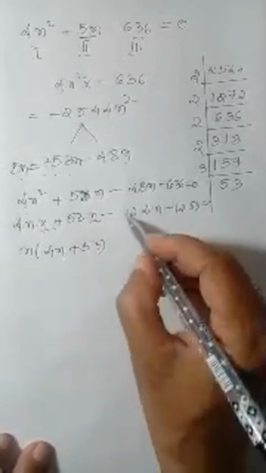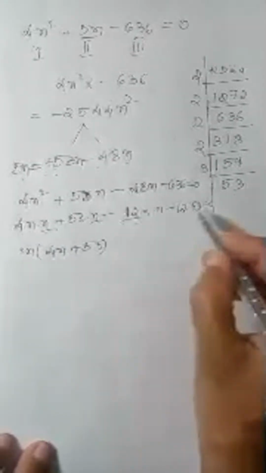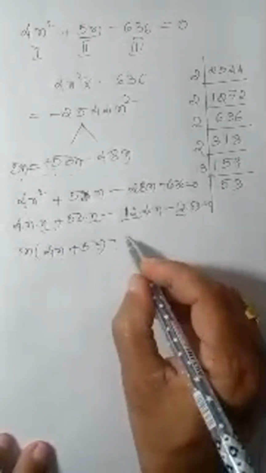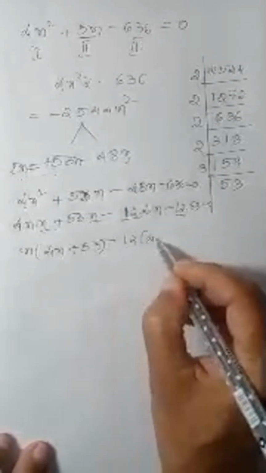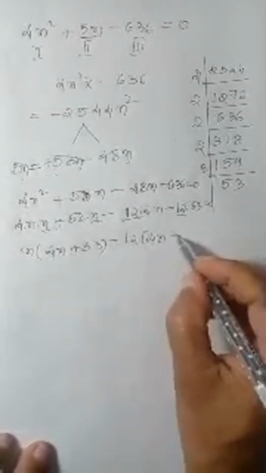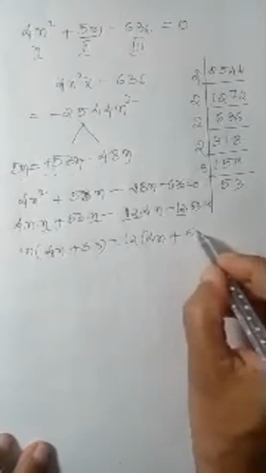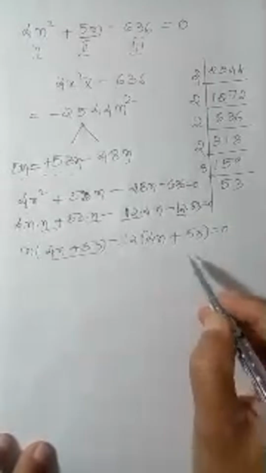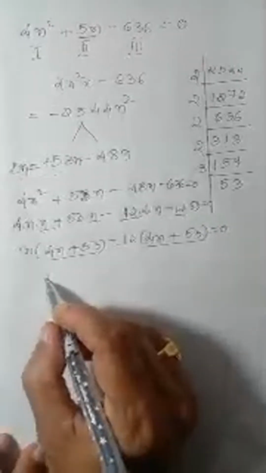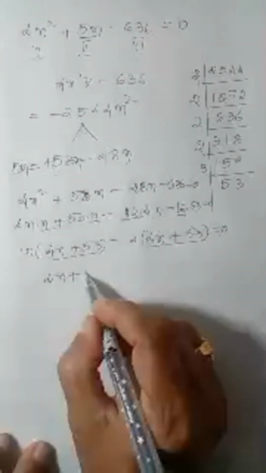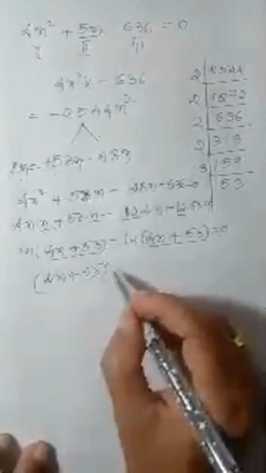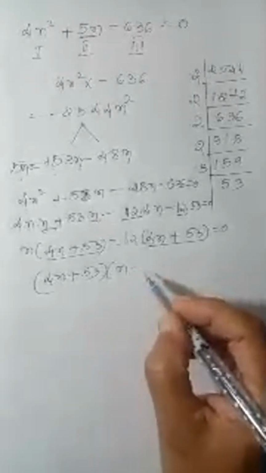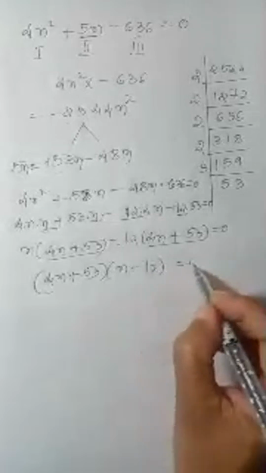After that, here 12 is the common. Okay, so 12 is the common. Take 12 common, inside the bracket, that is 4n plus 53 is equal to what? 0. Now the common binomial 4n plus 53, take it outside. Okay, inside the bracket, what are you getting? n minus 12 is equal to what? 0. I want to equate each thing to 0. Okay, each binomial is equal to 0.